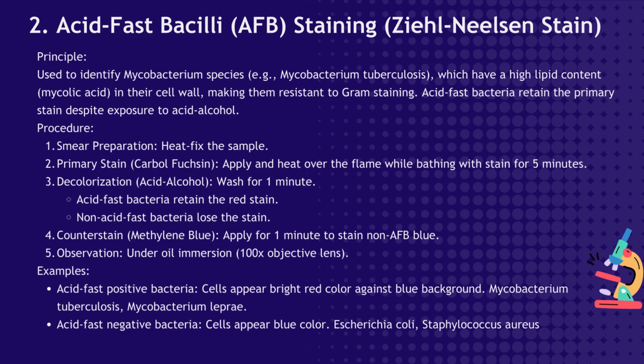Examples: acid-fast positive bacteria. Cells appear bright red against a blue background. Mycobacterium tuberculosis, Mycobacterium leprae. Acid-fast negative bacteria. Cells appear blue in color. Escherichia coli, Staphylococcus aureus.